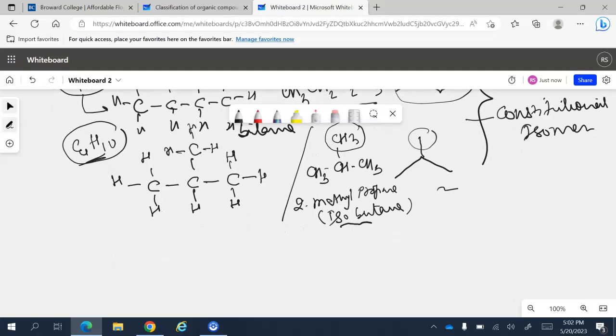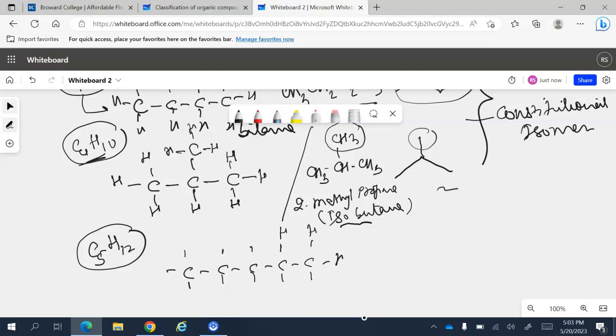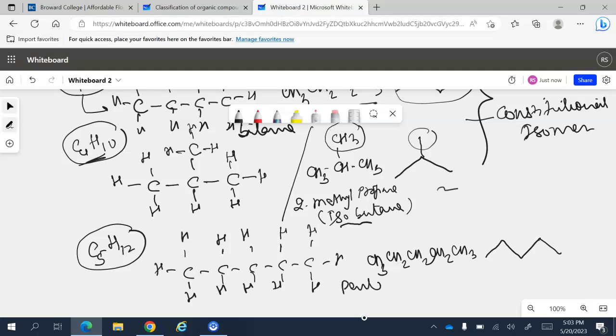Similarly, if you go with a bigger hydrocarbon, say for example C5H12, that means pentane. So a 5 carbon chain, 1, 2, 3, 4, 5, with all the rest hydrogens. That is the structural formula. You can write the condensed formula for this also, right? CH3, CH2, CH2, CH2, CH3, that is the condensed formula. And the line angle formula for pentane has 1, 2, 3, 4, and 5 carbons.